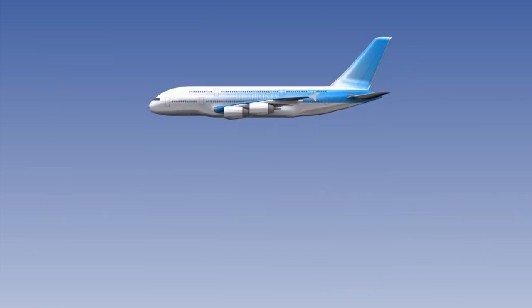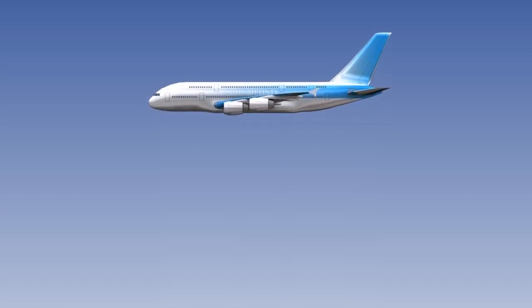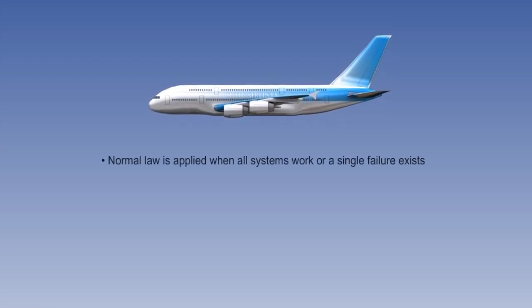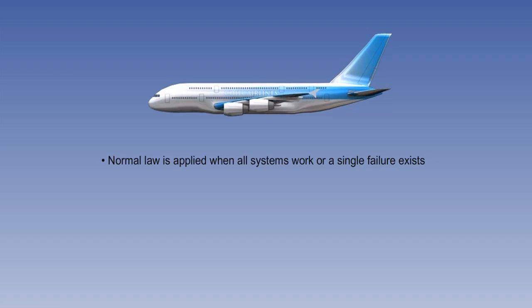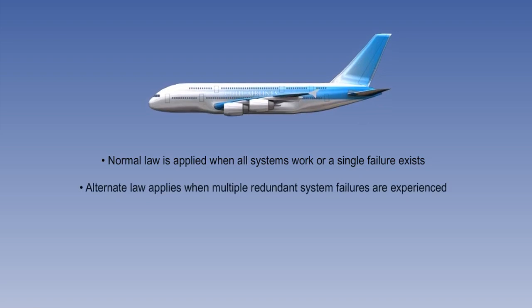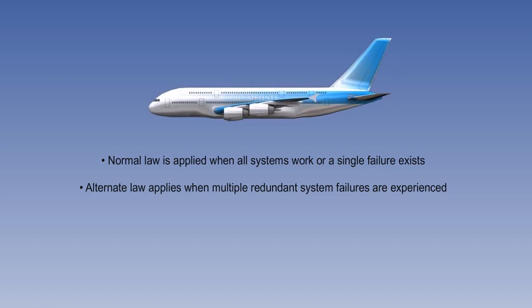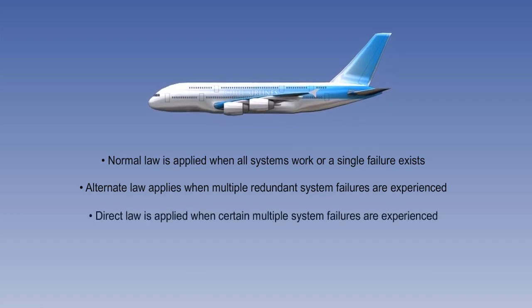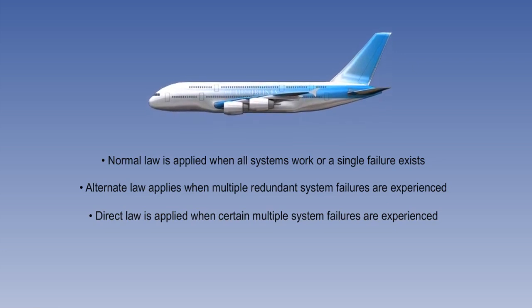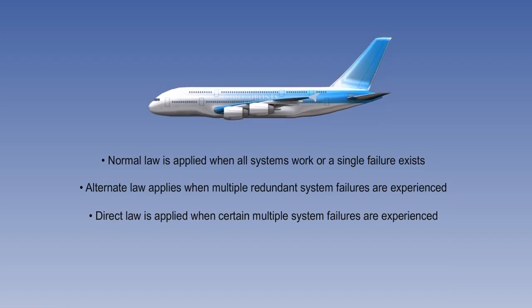Fly-by-wire control laws are divided into various categories based on aircraft serviceability and stages of flight. The first is normal law, which is applied when all systems work or when a single failure of a computer or a peripheral system is experienced. Alternate law applies when multiple failures of redundant systems are experienced. Direct law is applied when certain multiple failures are experienced. With an autopilot engaged in a traditional aeroplane, similar flight envelope protections are provided.